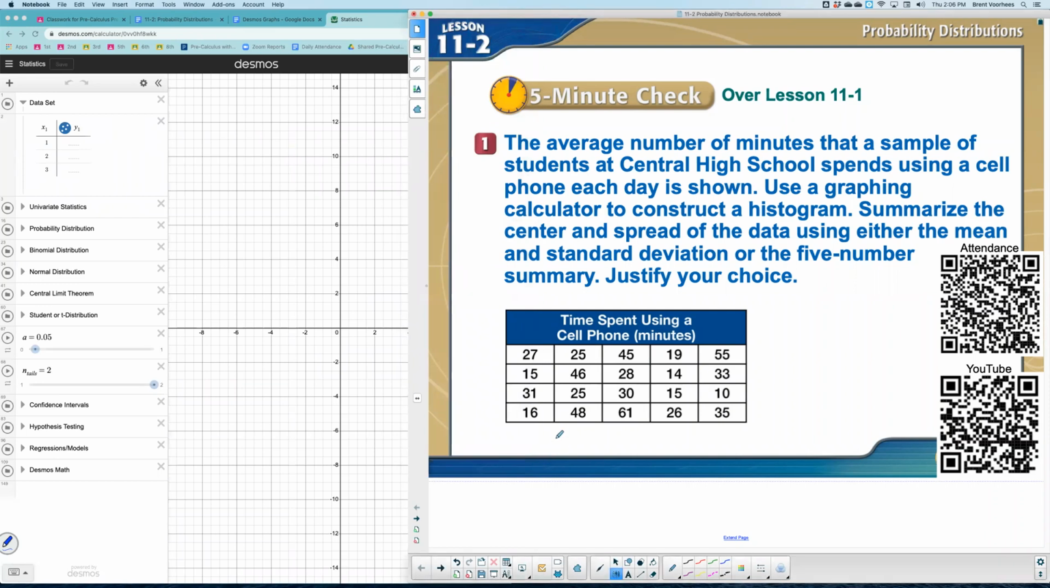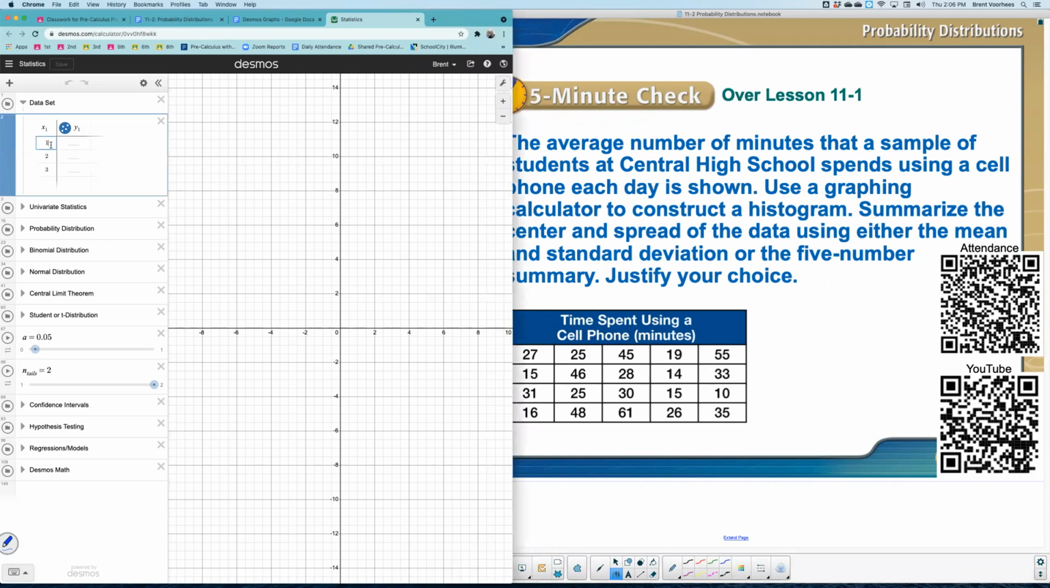So our problem says, the average number of minutes the sample of students at Central High School spends using a cell phone each day is shown. Use a graphing calculator to construct a histogram. Summarize the center and spread of the data using either the mean and standard deviation or a 5-number summary. Justify your choice.